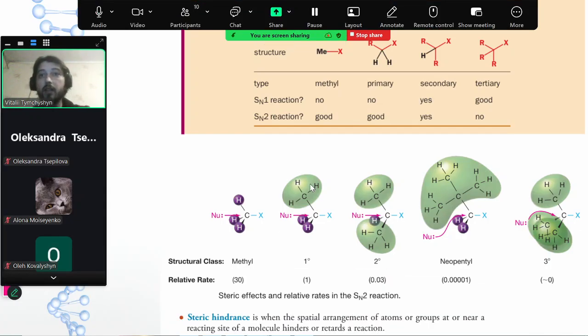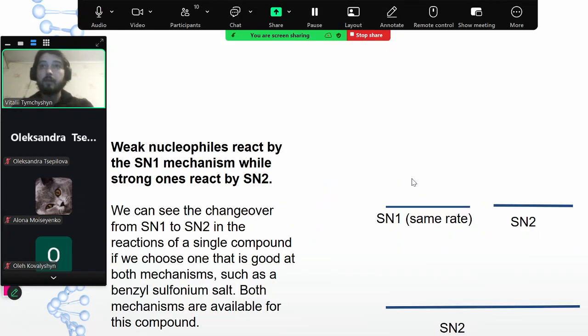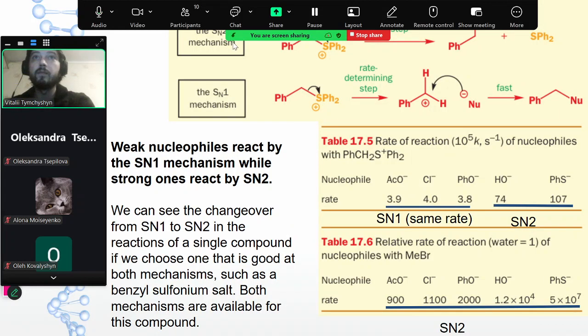So that's the general logic of what we have. For the SN1 reaction, your leaving group must be good to leave, so what is left behind should be good at delocalizing the positive charge. That's great. For the SN2 reaction, you should have this carbon atom available so that the nucleophile can attack it.